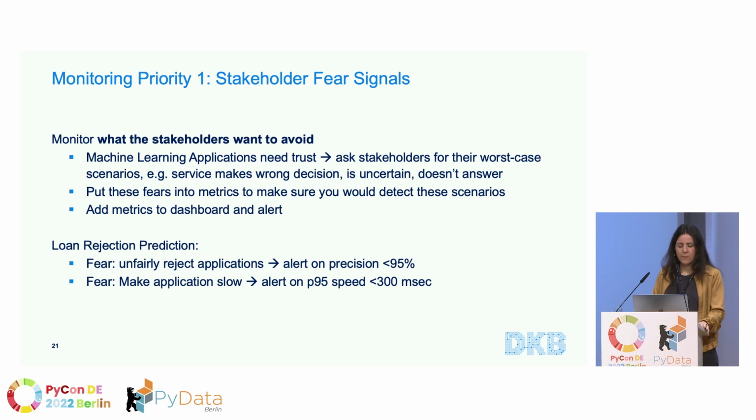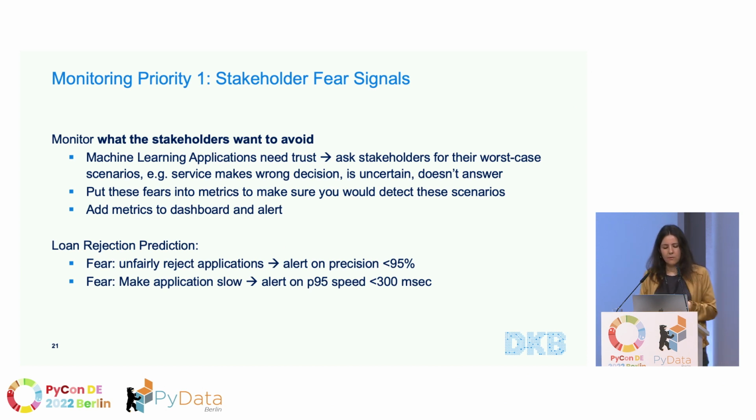Okay, so let's get to my second recommendation of monitoring priority 1: stakeholder fear signals. Often when you talk to stakeholders, they're not only looking at the upside of adding a model, they're also kind of worried to add machine learning to their product. So things that could go wrong are often front of their mind, not just the upside.